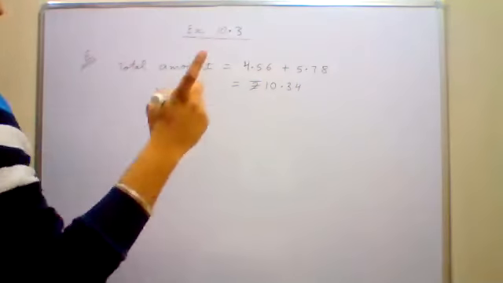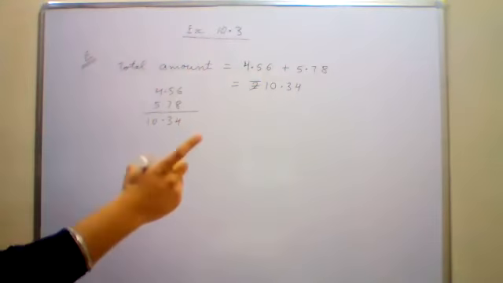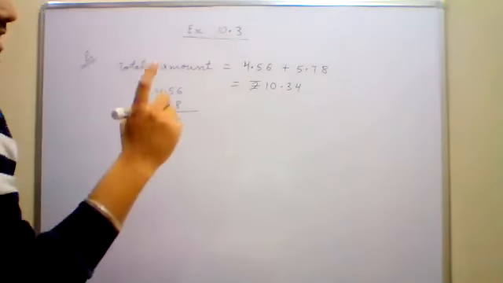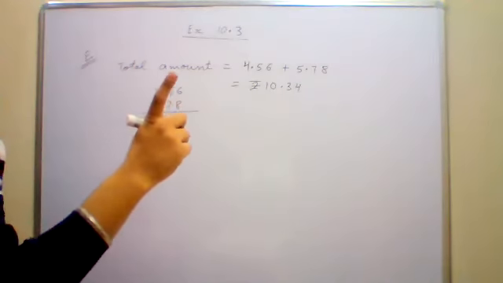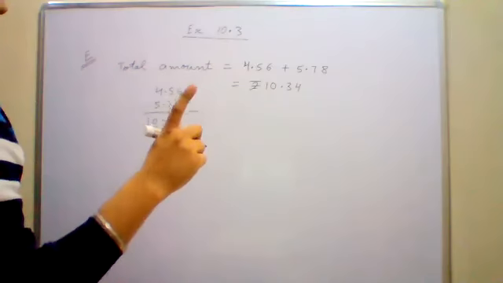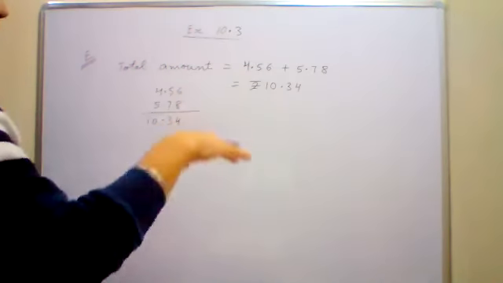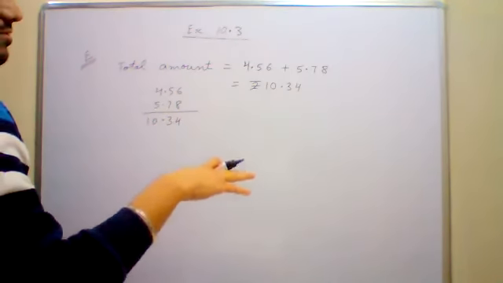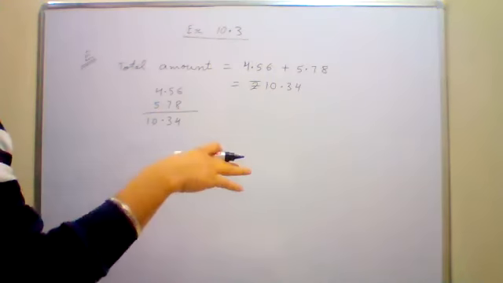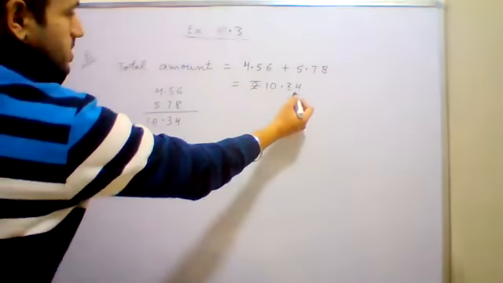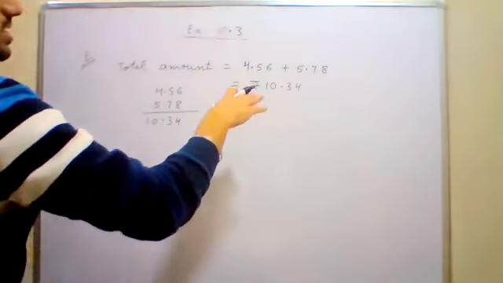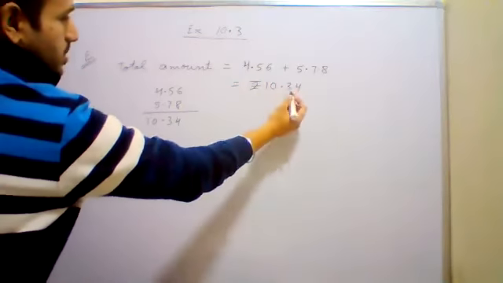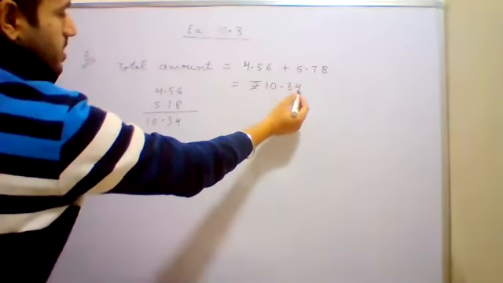And in 1 rupee, how many paise do you have? Sorry, 100 paise in 1 rupee. There are 100 paise in 1 rupee. Half of 100 means 50 paise. What is half of 100? 50 paise. This is 34 paise. So 34 paise is less than 50 paise. Am I right? 34 paise is less than 50 paise.